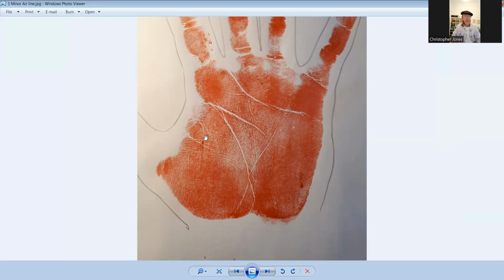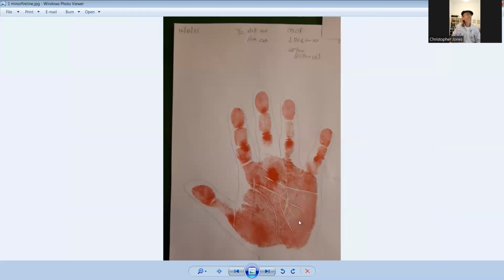Not everybody has this, so it's definitely a subsidiary line, not one of the primary lines nor one of the secondary lines. Okay, we're going around in circles, I think.